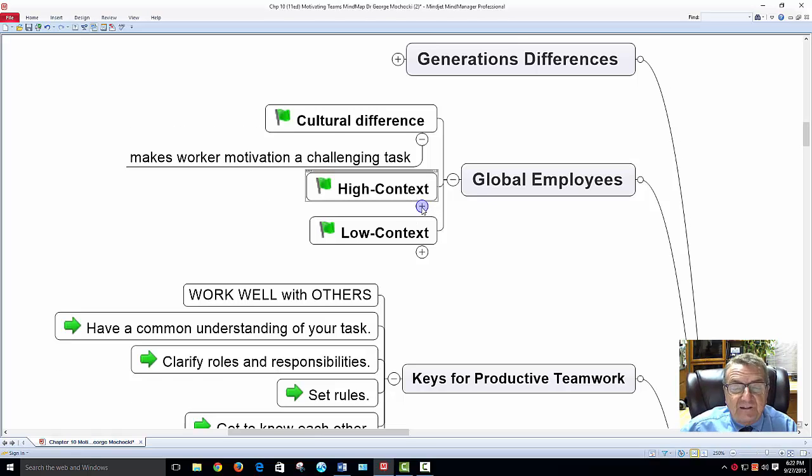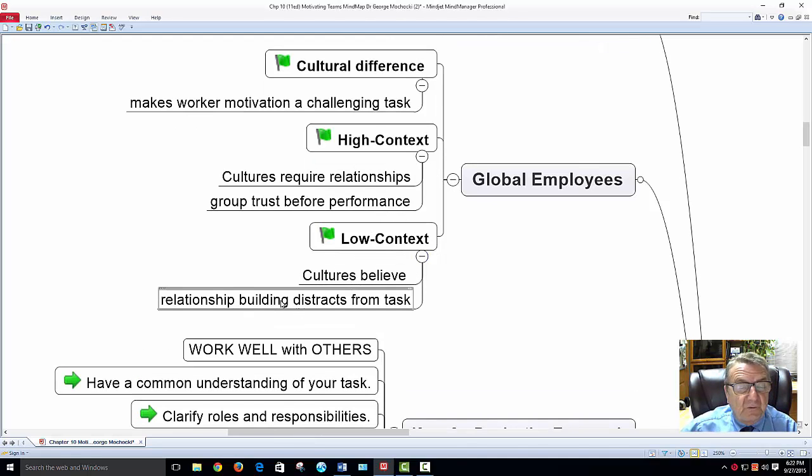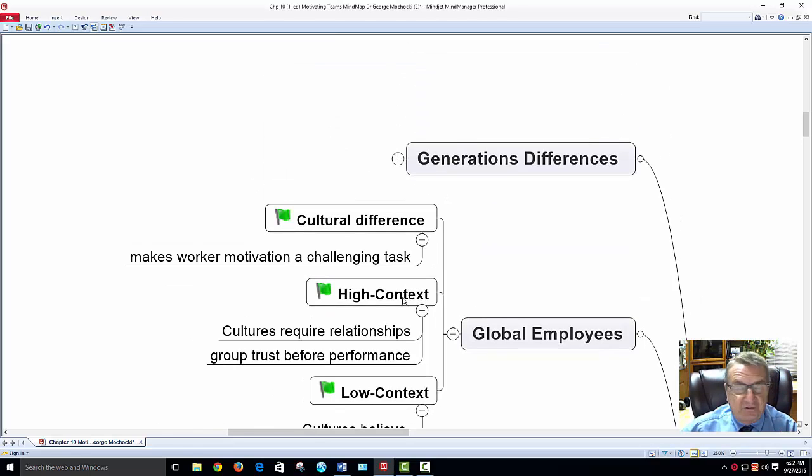Okay, you have high context. That's us. Culture requires a relationship, group trust before performance. That's not us. That's everybody else except Americans. Low context cultures believe relationship building distracts from task. That's why we're all individuals. We do our own thing. But everyone else in the U.S. is all high context. You have a relationship before they even work with you.